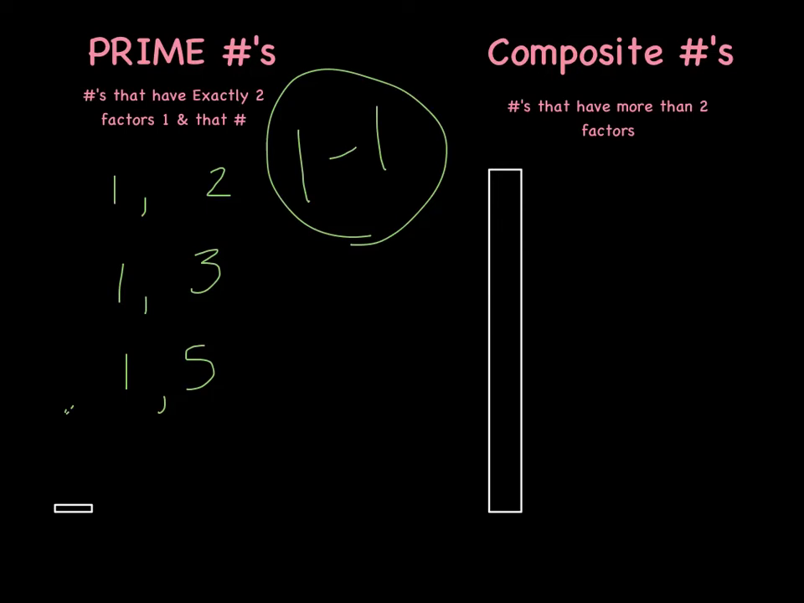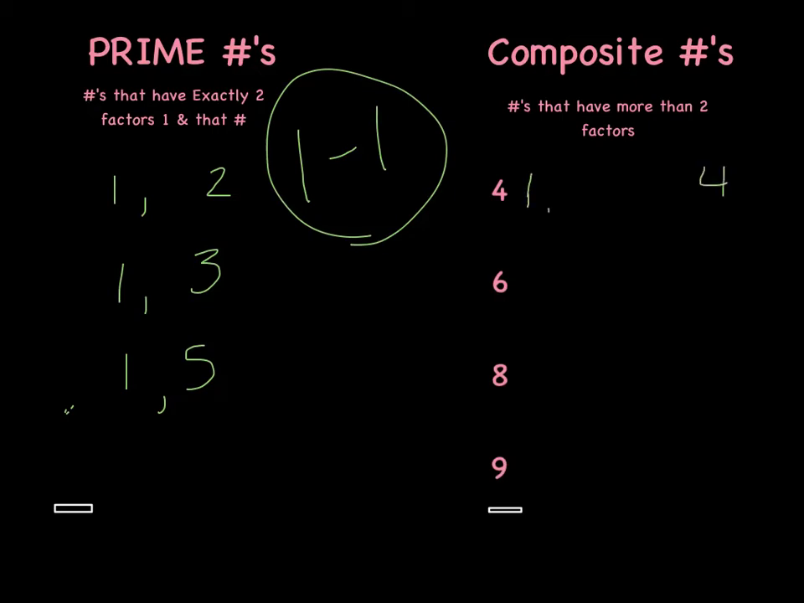Okay, let's look at the composite numbers. The composite numbers are numbers that have more than 2 factors. 4, 6, 8, and 9 are the numbers between 0 and 10 that have more than 2 factors. Number 4, starting with the number 1 and 4, and then the number 2 is also a factor of the number 4, so that makes it a composite number.